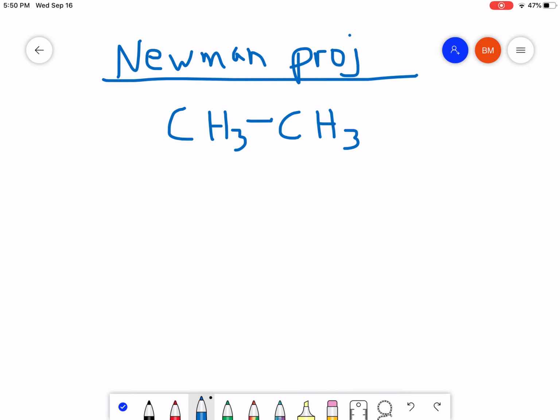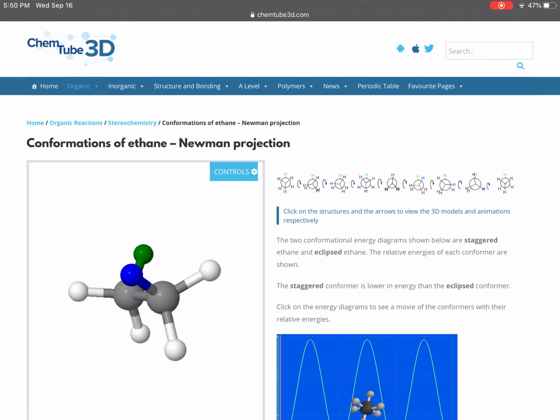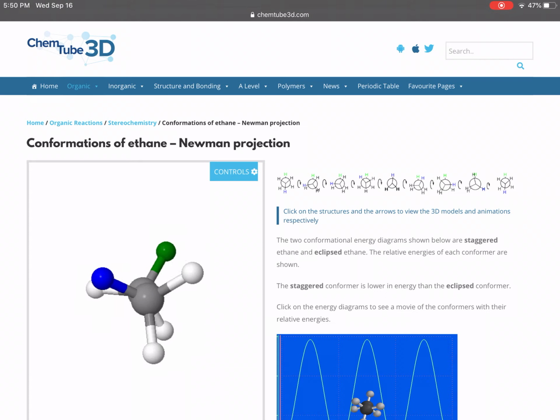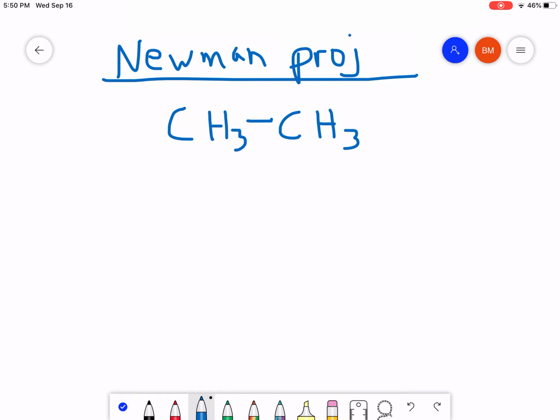The first thing is you want to identify a bond that you want to look down the barrel of. If we go back to this, I've got this carbon-carbon single bond here that I'm looking at straight on, just like that. I'm going to represent those two carbons as a dot and a circle. The dot represents the front carbon. The circle represents the back carbon. And there's an imaginary bond in between.